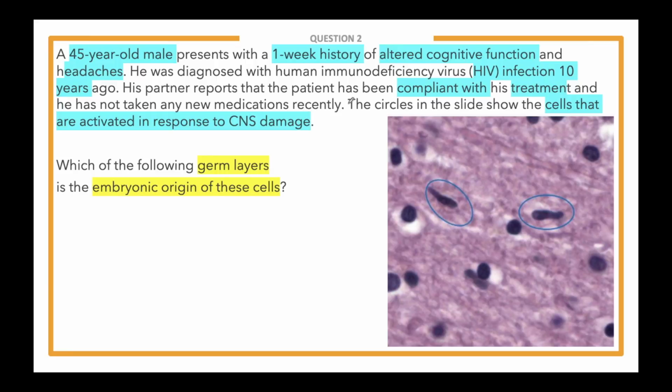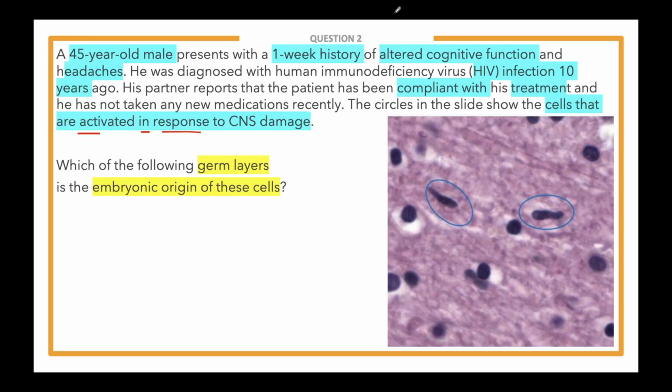We have a 45-year-old male with altered cognitive function, and we know he has HIV. And then they tell us that the cells that are circled are activated in response to CNS damage. So even if you weren't able to identify the cells right off the bat from that picture, the vignette did give you a very helpful clue as to the function of those cells. So important to highlight. So then let's take a look at that lead-in. Obviously, it's asking the embryonic origin of these cells. What's the germ layer? So we kind of know maybe what we're going to be working with.